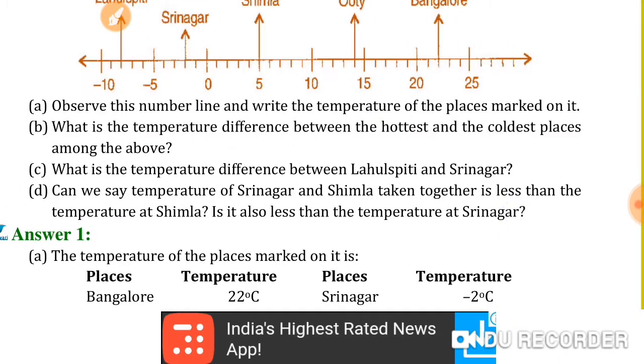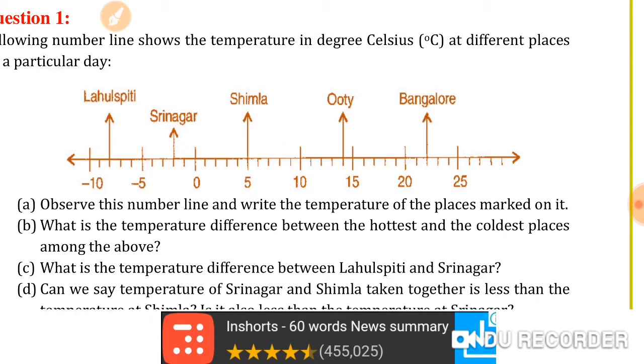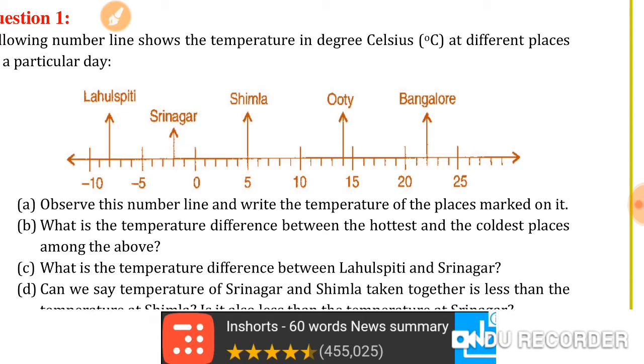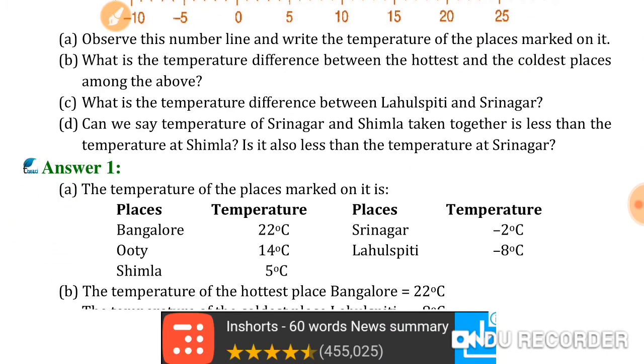Then go for the next place, Ooty. The nearest number for Ooty is 15. It is 1 before 15, that means minus 1. 15 minus 1 is 14. We can take it as 14 degrees, or else we can count from 10, after 10, 11, 12, 13, 14. So by this also we get 14 degrees. Before 15 also you can get 14 degrees. So here it is written that Ooty is 14 degrees Celsius.